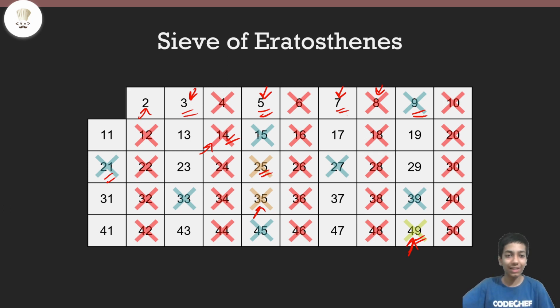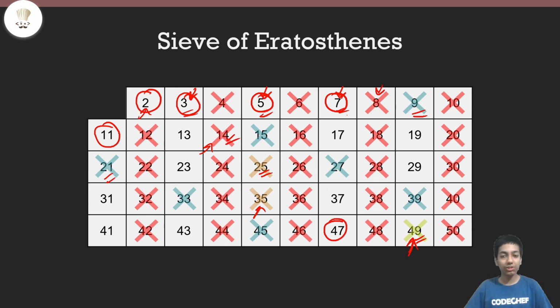And now, as you can see, all the numbers that have not been crossed out are simply prime numbers. So 2 is a prime, 3 is a prime, 5 is a prime, 7 is a prime, 11 is a prime, and so on till 47 is a prime. All those numbers that have not been striked off, basically are not composite, are prime. So that's how the sieve algorithm is working.